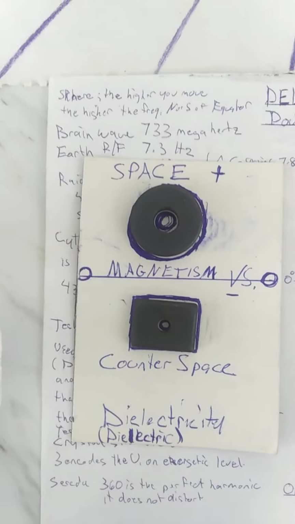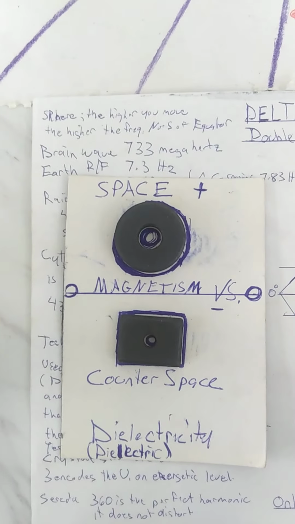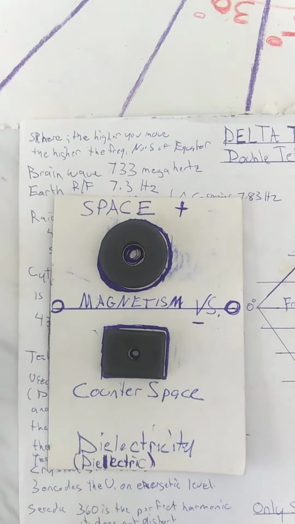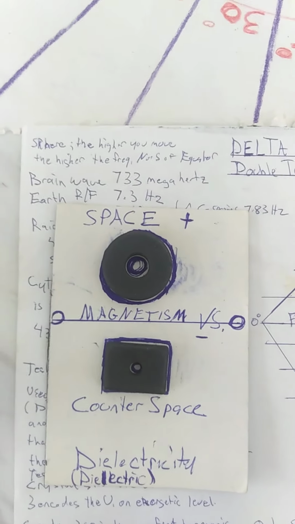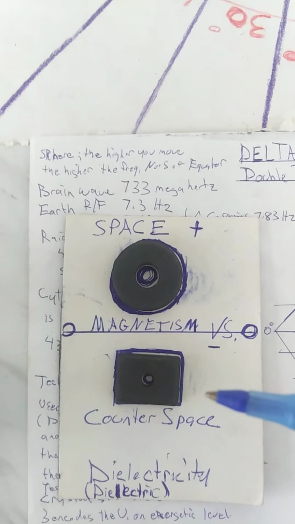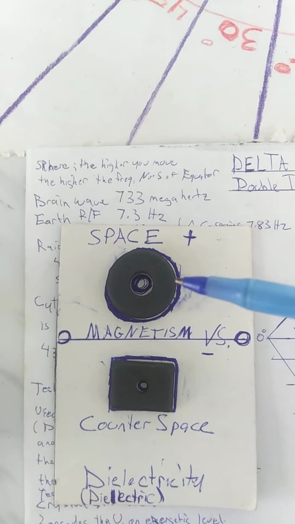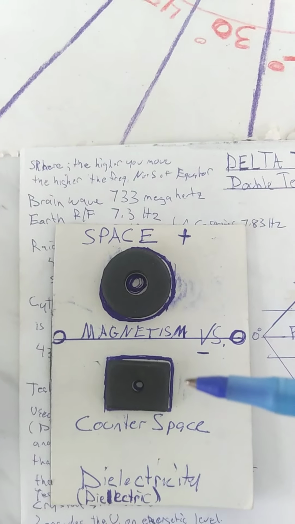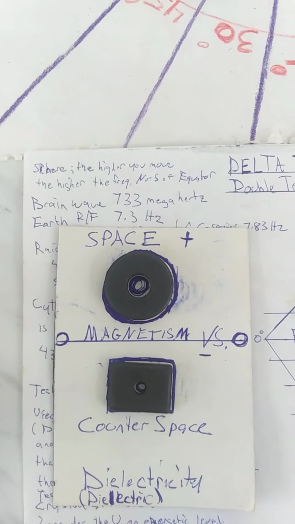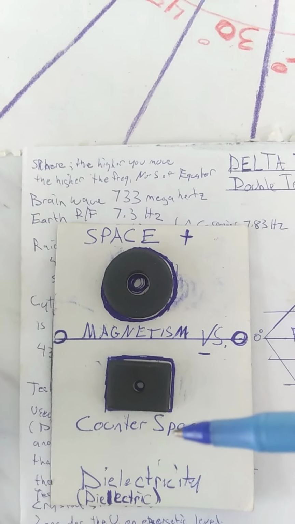Everything is either space or counterspace, magnetism or dielectricity. The space is represented here by the circle and the counterspace by the square. This could also be represented by the toroidal or the hourglass hyperboloid shape. You have space versus counterspace at all times.